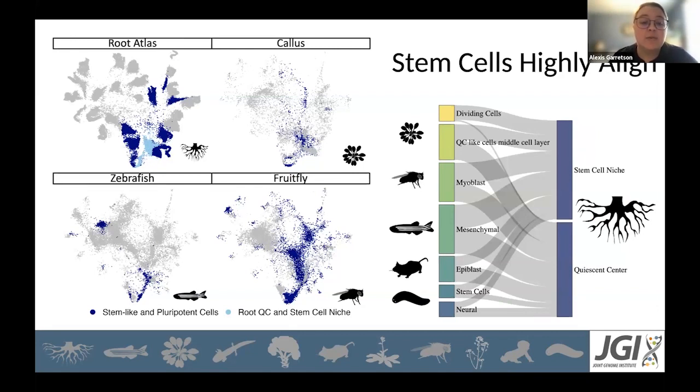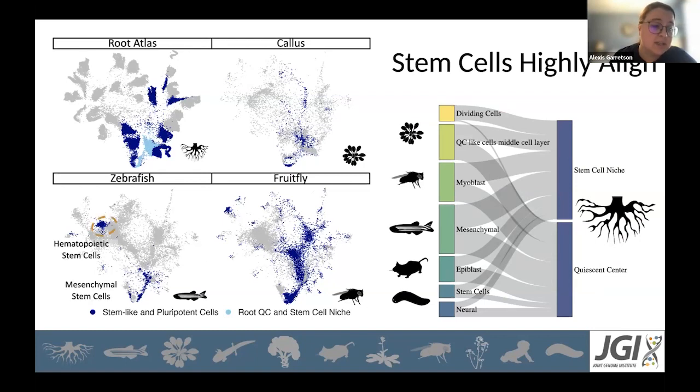And so we see that for our joint embedding for our, I think, seven species, our fruit fly and zebrafish stem cells are largely ending up in similar regions to our plant stem cell niche. And then for our pairwise analyses, we also see that the stem and progenitor cells are ending up very highly aligned, often the highest alignment in the data set, to the stem cell niche and the quiescent center for the roots. So if you look on the left here, this light blue represents where the root stem cell niche and QC is. And that's where a lot of these cells are ending up for zebrafish and fruit fly.